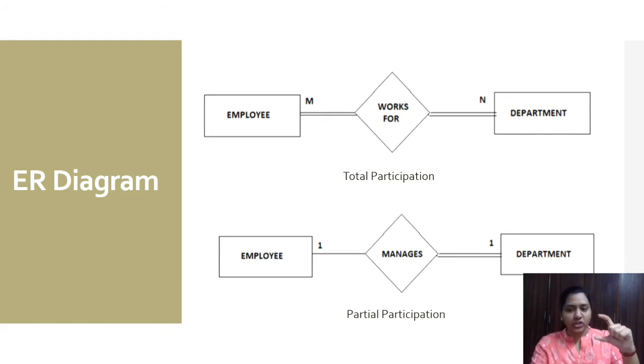So, employees are listed as one entity set and all the employees work for a department. This is total participation. But at the same time, when you are considering employees, the department will be managed by specific employees. For example, head of the department, program coordinators, is it not? So, this goes with partial participation.